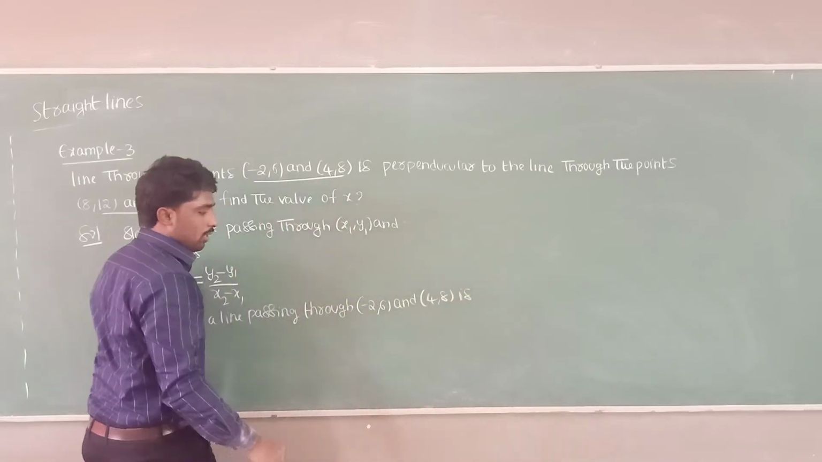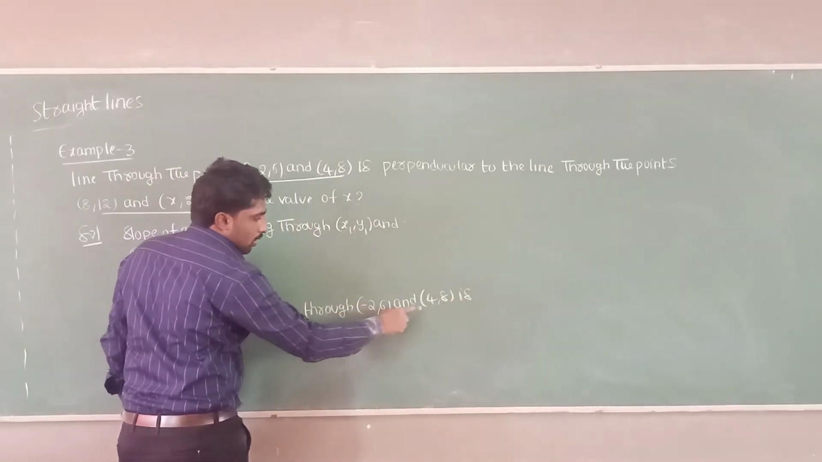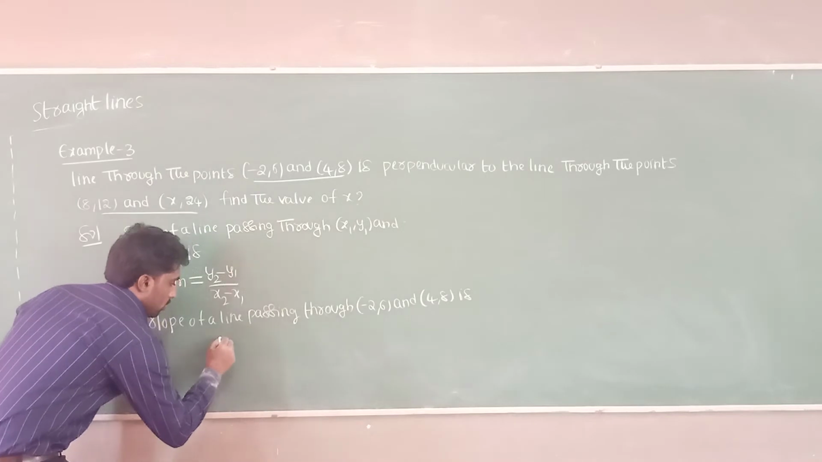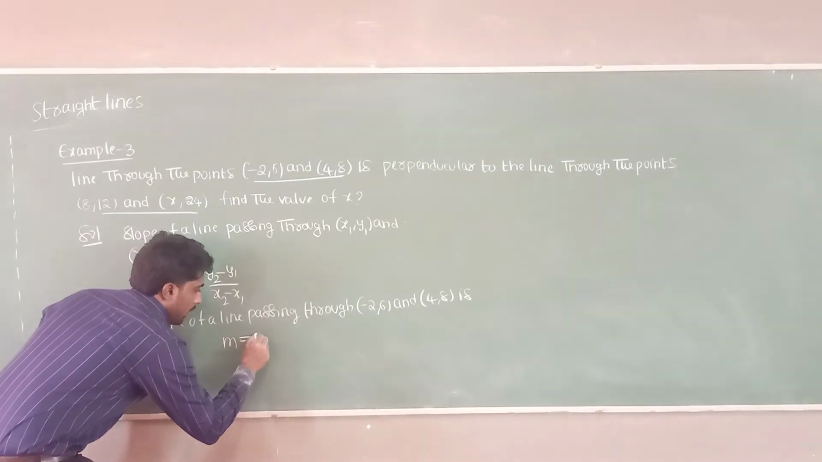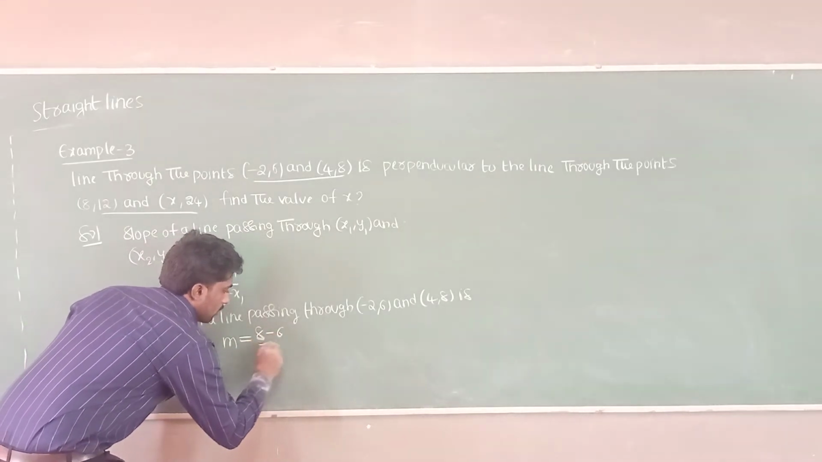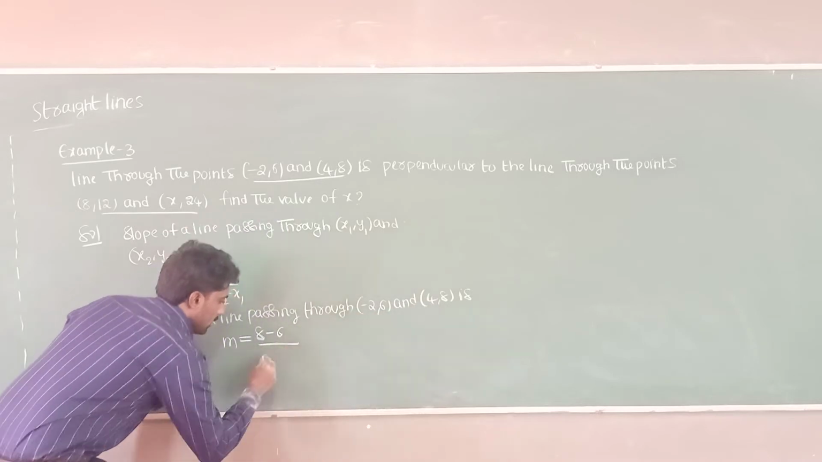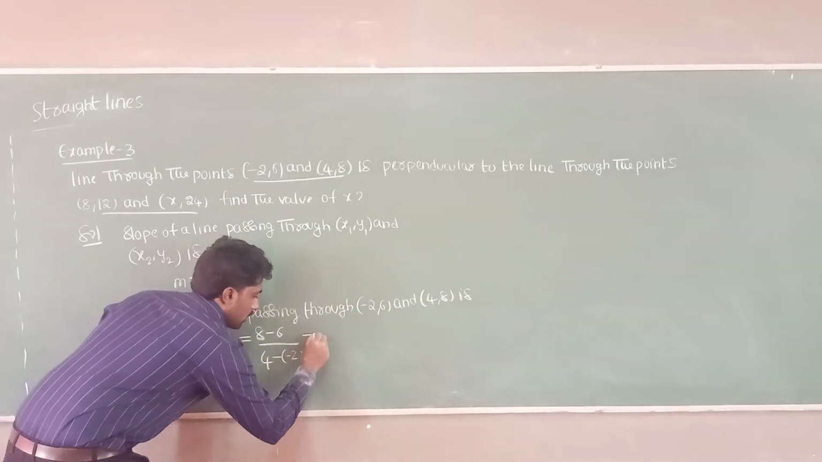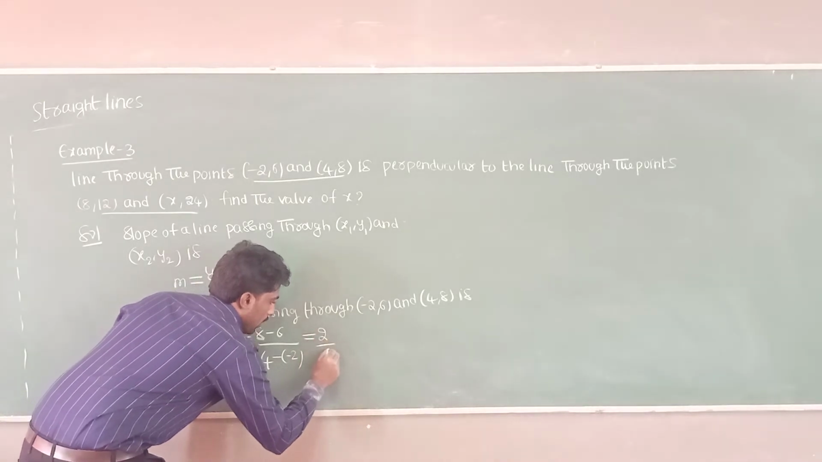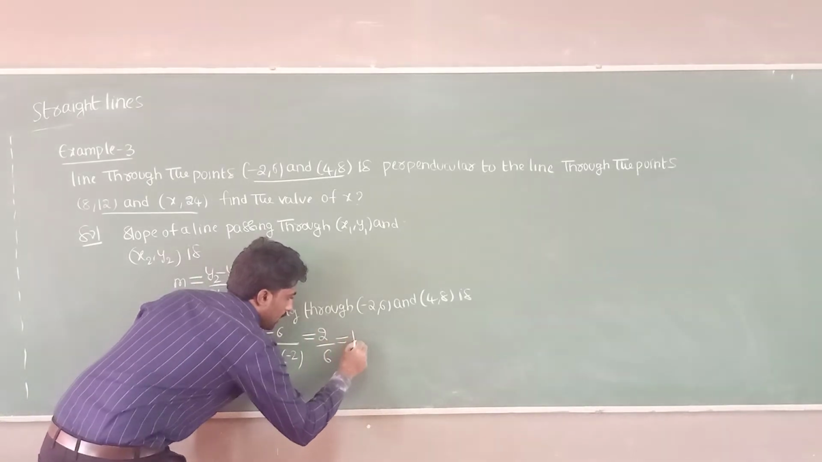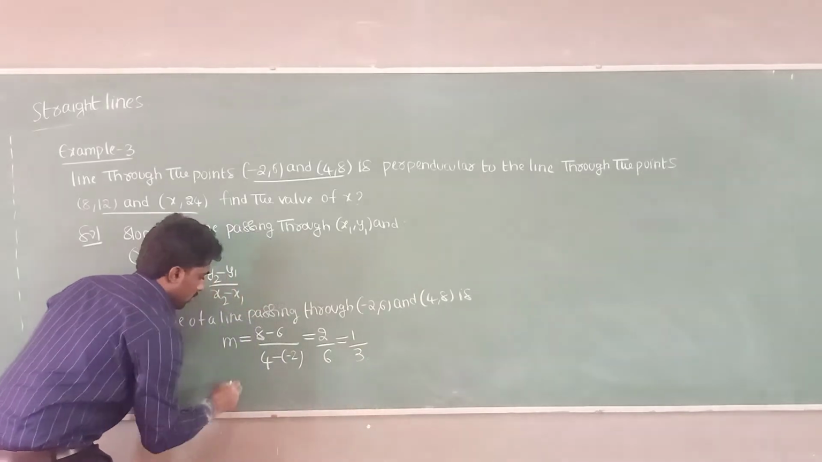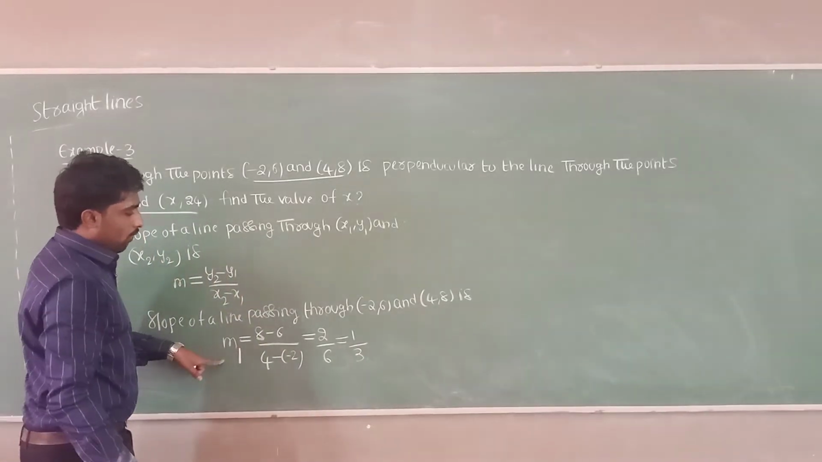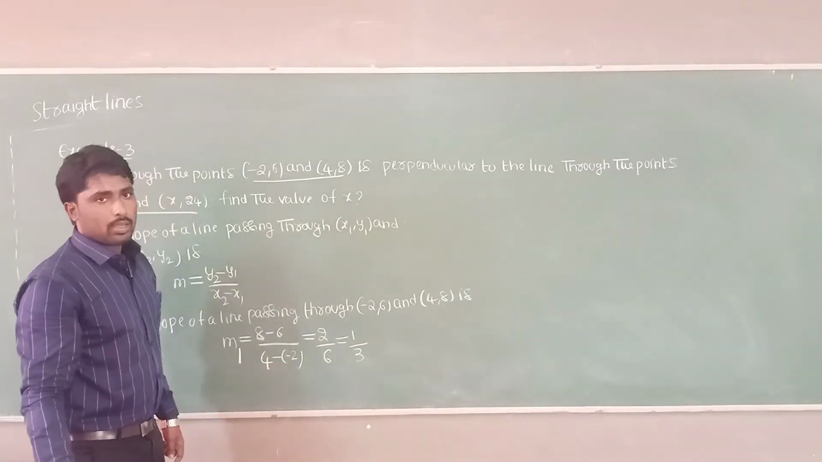You listen all of you here. So this is x1 y1, this is x2 y2. The slope of the line is what? y2 minus y1 by x2 minus x1. 4 minus of minus 2. So this becomes 2 by 6. So what will we get here? 1 by 3. So the slope of the first line, m1, equals 1 by 3, I got.